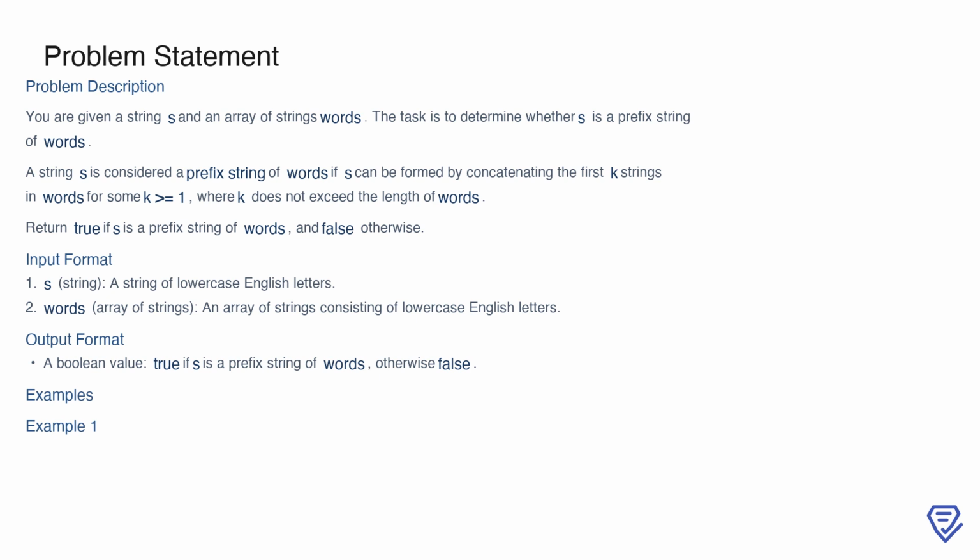The input consists of the string S, which is made up of lowercase English letters, and words, which is an array of strings also containing only lowercase English letters. The output is a Boolean value, true if S is a prefix string of words, and false otherwise.